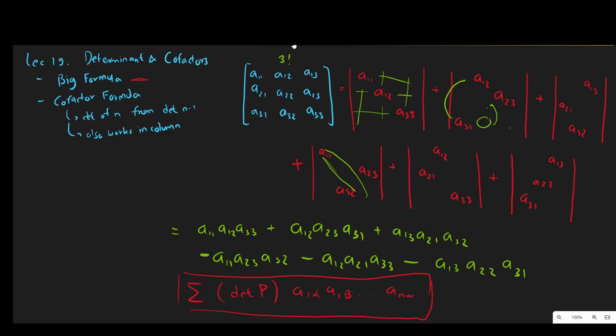And also there's one thing that I want you to notice: half of them, so 3 of them, have the positive sign, and 3 of them have the negative sign, so minus, minus, minus. So this also applies to an n by n matrix. So half will have the plus and half will have the minus. So that's it for the first part.